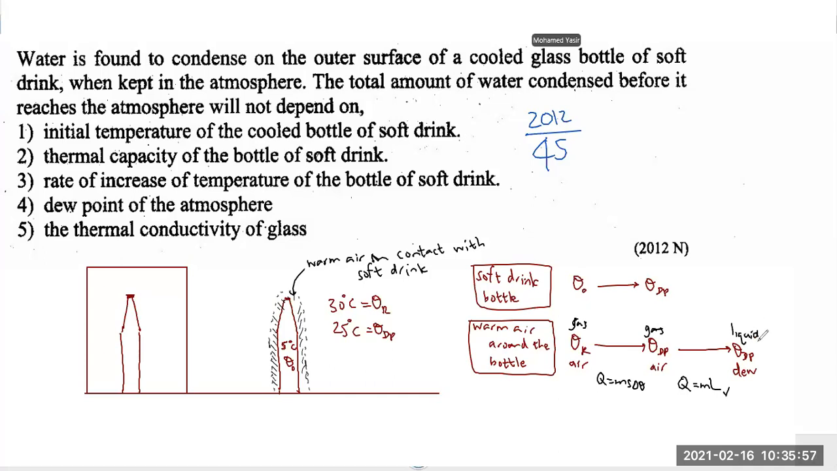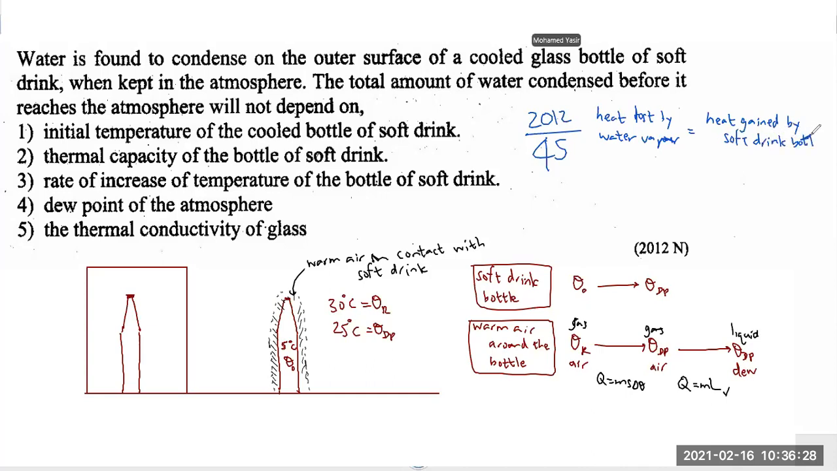All right, fine. So let's write the equation, and from that we'll argue this. Heat lost by water vapor should be equal to heat gained by the soft drink bottle.